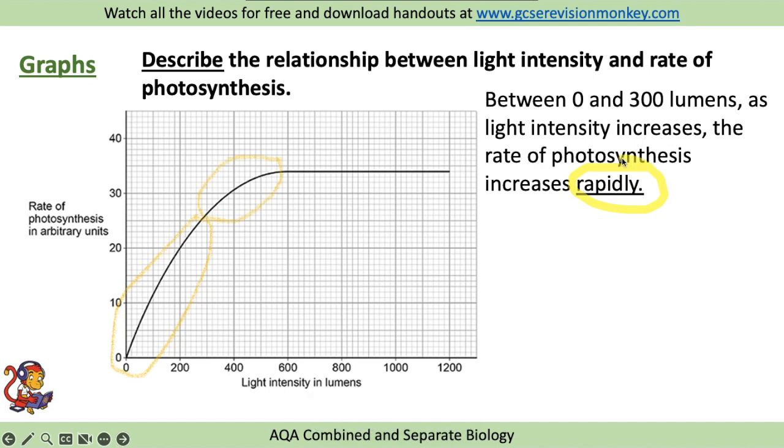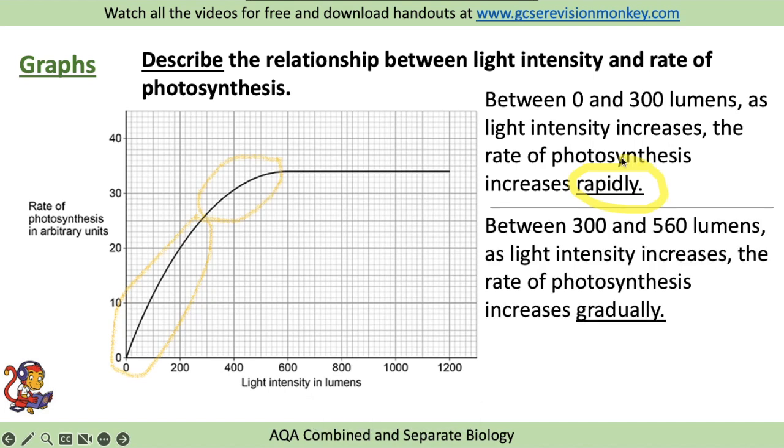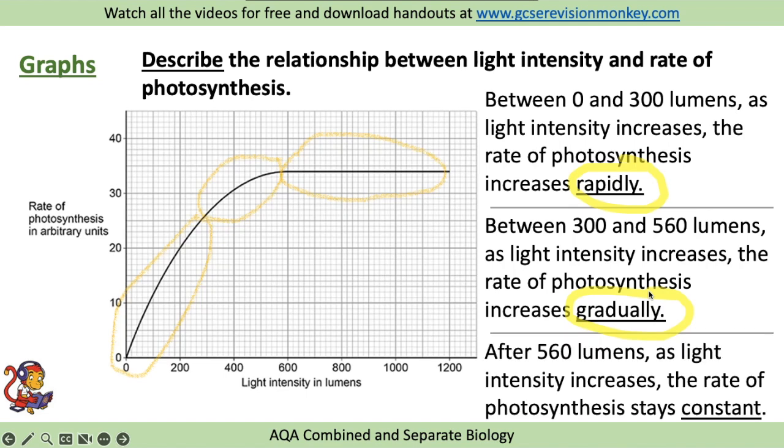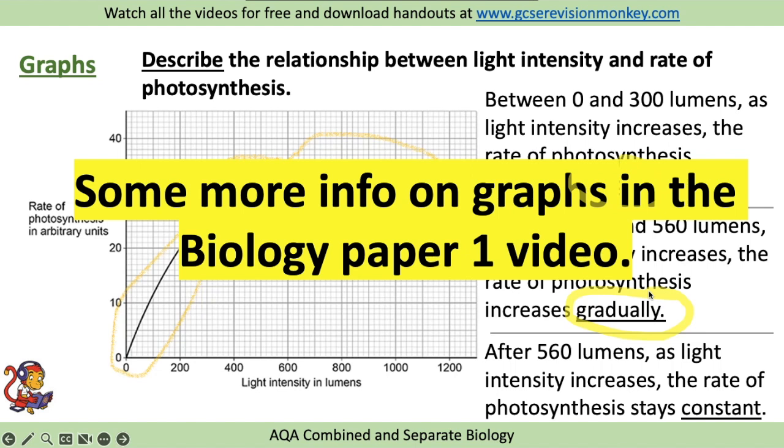And then you have to look at the next part of the graph, and between 300 and 560 lumens, as light intensity increases, the rate of photosynthesis increases gradually. So this is a more shallow line, so we call it a gradual increase. And then finally, looking at the last part of the line, after 560 lumens, as light intensity increases, the rate of photosynthesis stays constant. So a really, really common question for Biology Paper 2, but it could come up in chemistry or physics as well. There's more information on graphs in Biology Paper 1, but I'll assume you've had a look through that already.